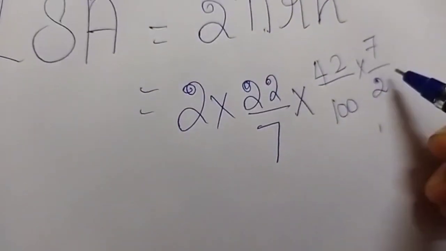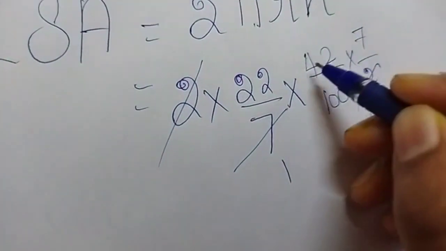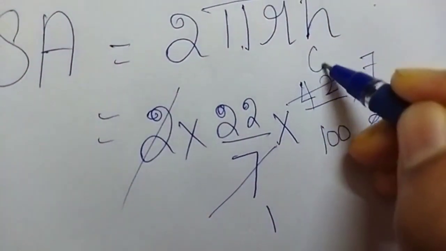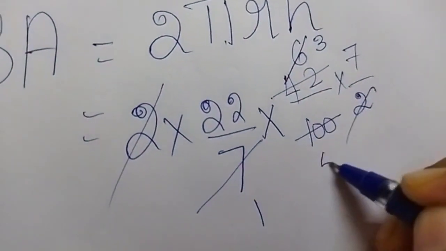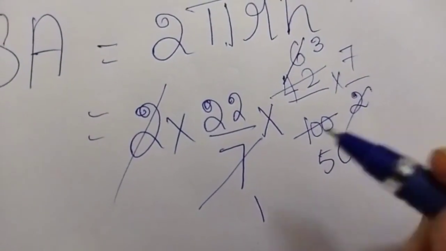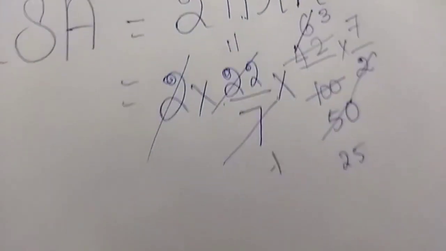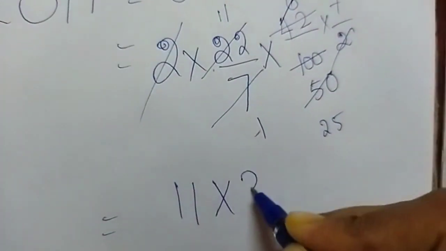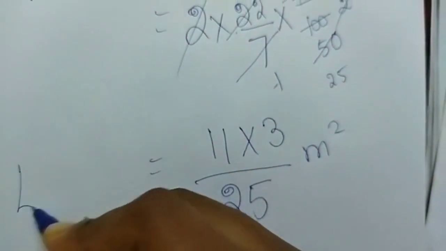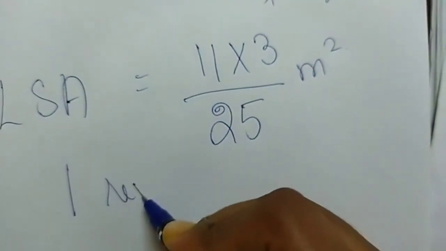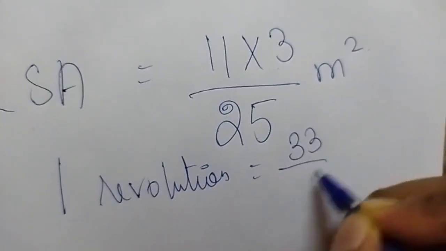So 2 gets cancelled. 42, 7, we can use the 7 table. 1 7 is 7, 6 7s are 42. Again we can use the 2 table. This is 3 times, this is 50 times. Again we can use the 2 table, 11 times, 25 times. So the remaining things are 11 into 3 divided by 25 meter square. LSA is equal to 33 by 25 meter square. So for 1 revolution the area is 33 by 25 meter square.